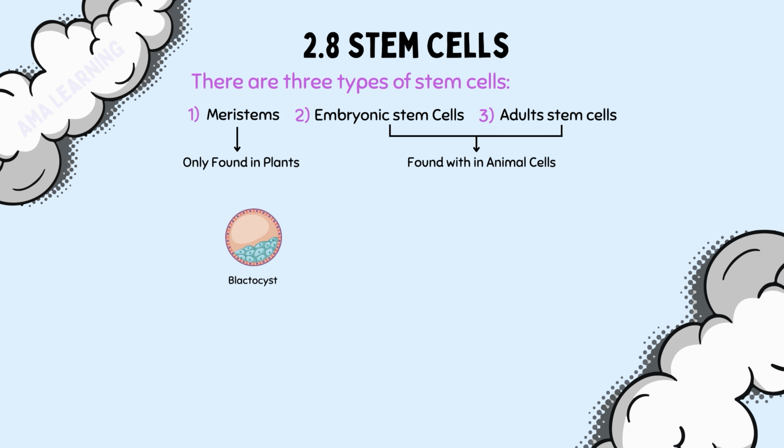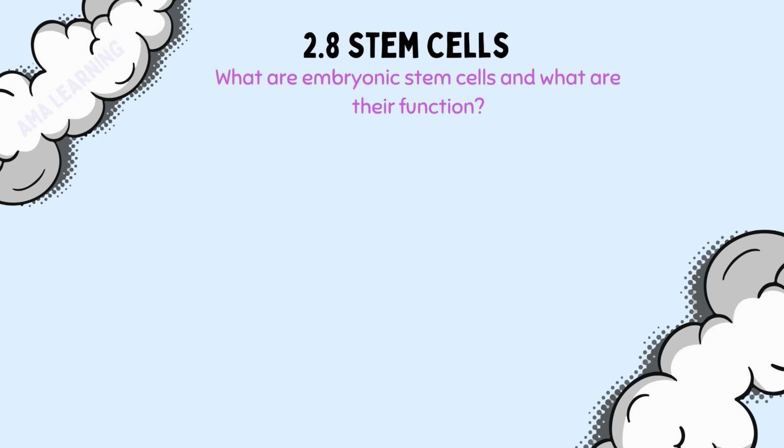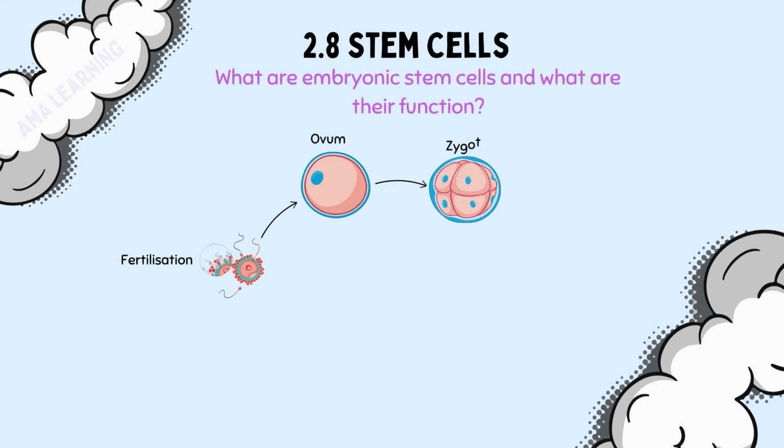Stem cells can divide and differentiate to form lots of different specialized cells, as can be seen in this picture of an embryonic stem cell. Eventually, the embryonic stem cells will specialize into many cells, such as red blood cells, fat cells, cardiac muscle, epithelial cells, and nerve cells. Once the egg cell has been fertilized by a sperm cell, it will form the zygote.